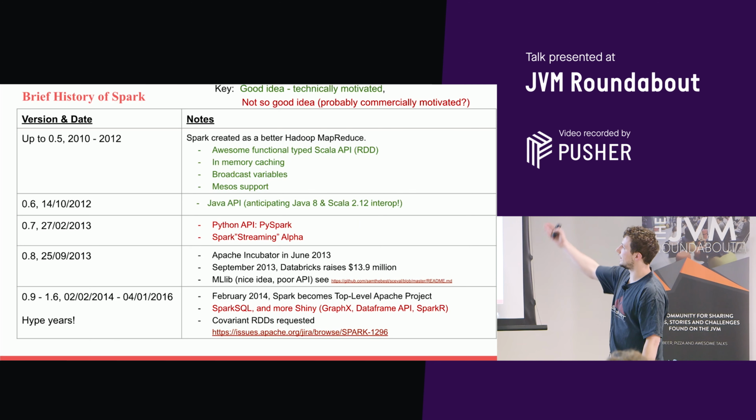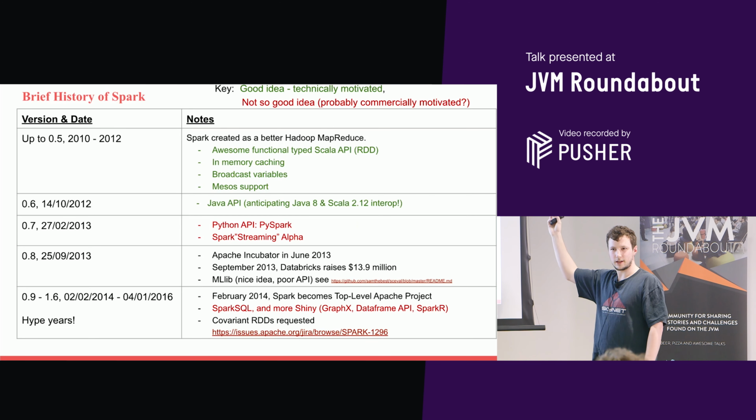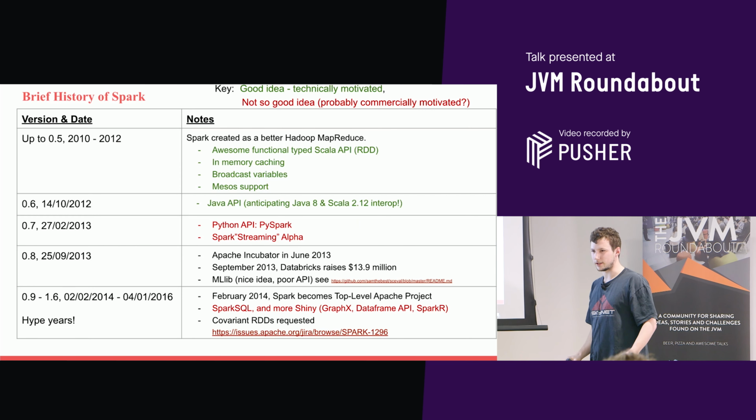And then they added a Java API, which is great, anticipating Scala and Java interop. Just a question, how many people actually code in Scala? Is this entirely JVM? Anyone Scala? Okay, so at least a third, I think.